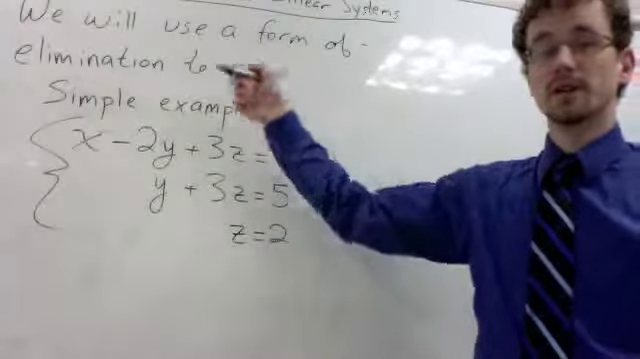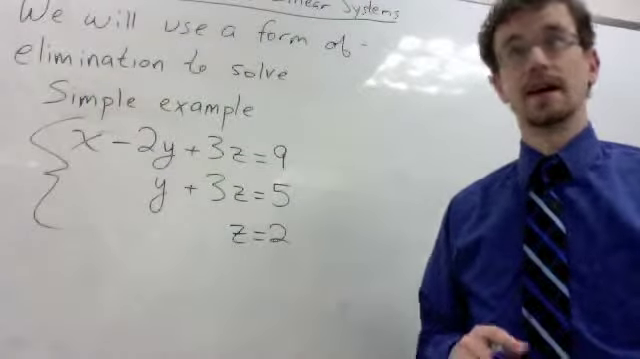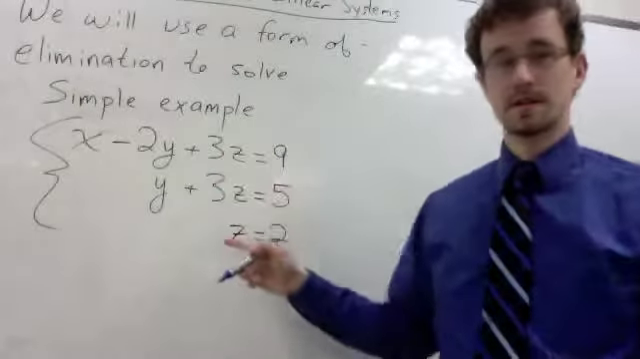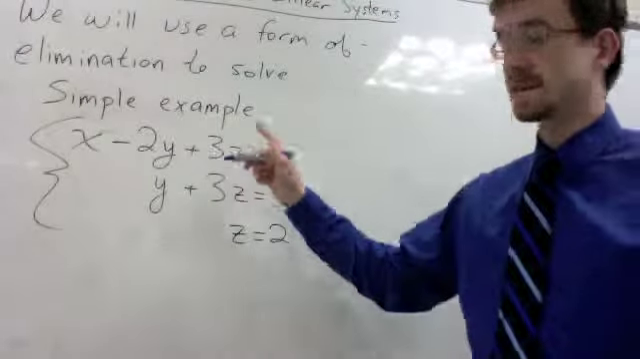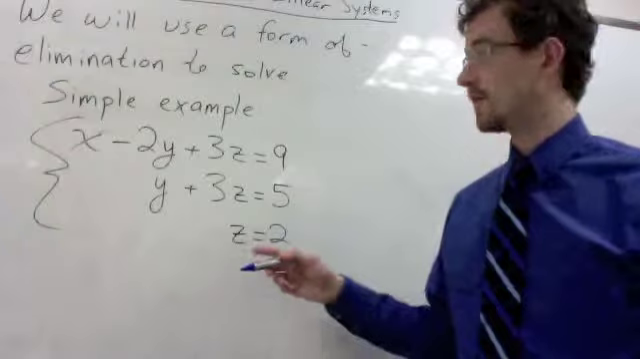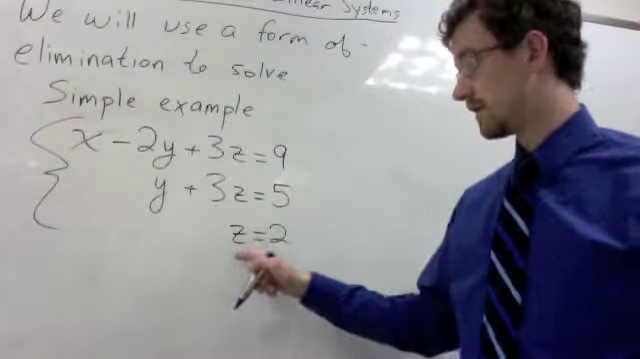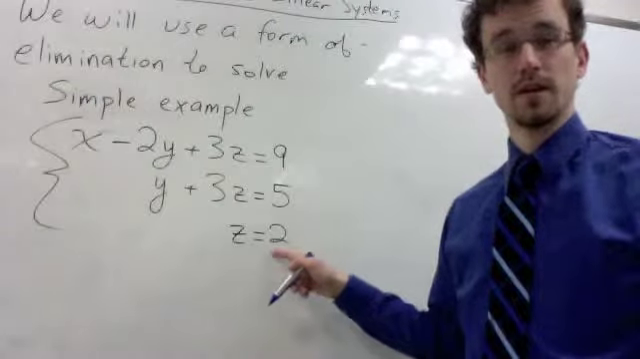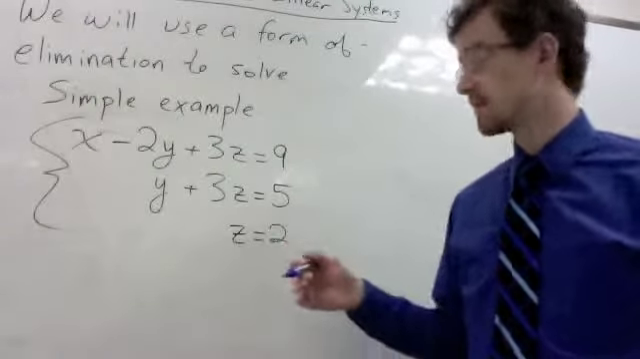To solve them, we're going to use a form of elimination called Gaussian elimination. But we'll get to that in a minute. First, let's take a look at this system here. It's fairly simple as such systems go, because we already have z solved for. So how to go about solving this is pretty straightforward.